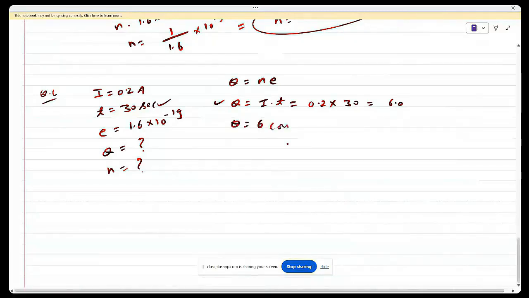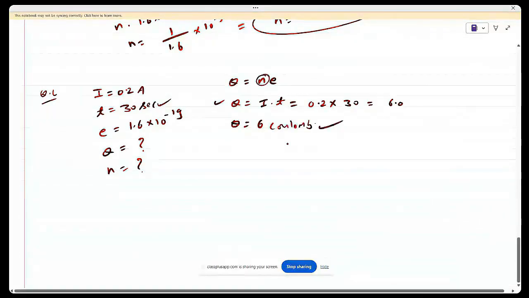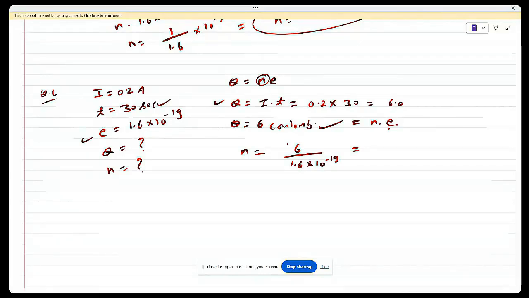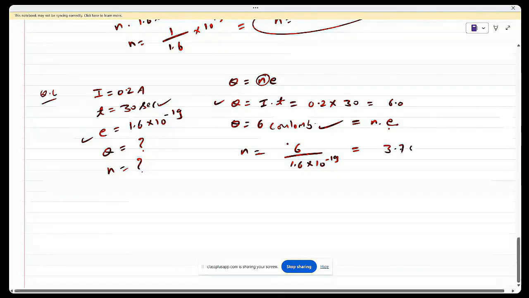And what about N? So Q is equal to N times E. So N will be 6 upon this E. What is the value of E? This is 1.6 into 10 to the power minus 19. So the final answer will be 6 upon 1.6, that is 3.75. So N will be 3.75 into 10 to the power minus 19.